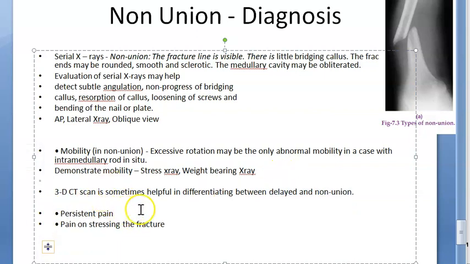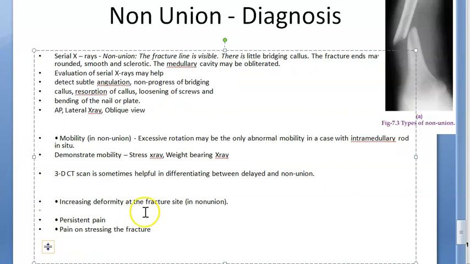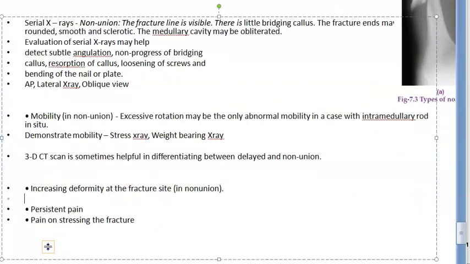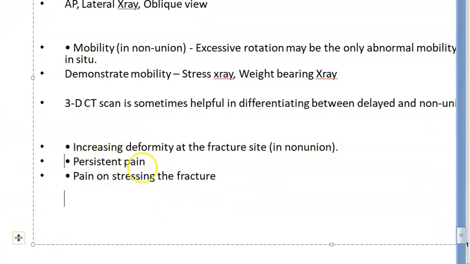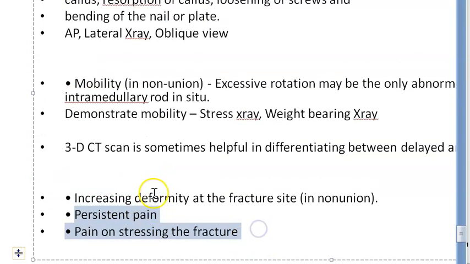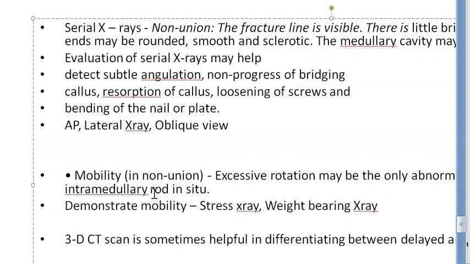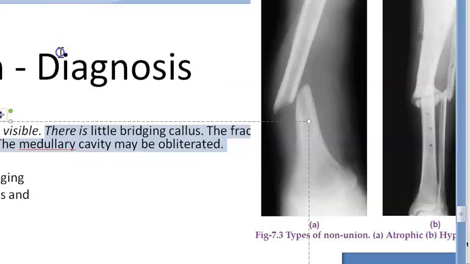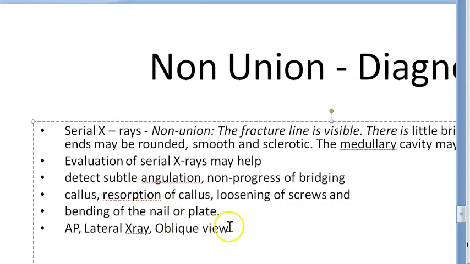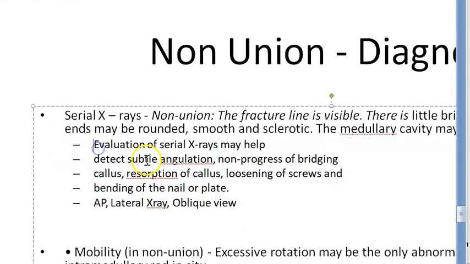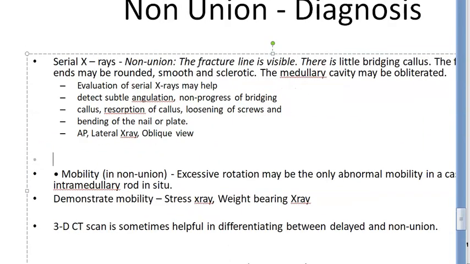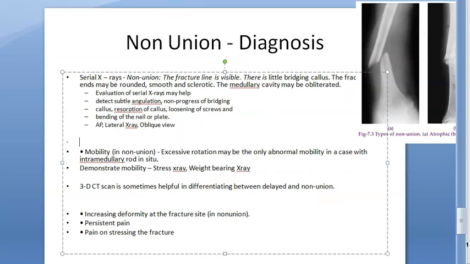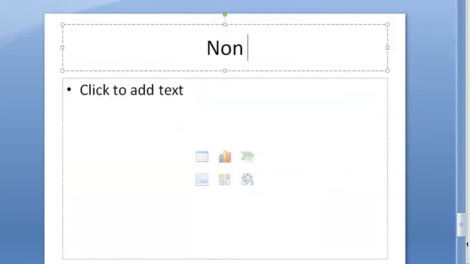Then coming to all these investigations, leave all these investigations aside. Just by clinical features, can you say it is a non-union? That time you can see that there is increasing deformity or persistent pain or pain on stressing the fracture. So these are things where you are not using any scan or an X-ray. So this is what you have seen in the diagnosis of non-union: X-rays, 3D CT scan.